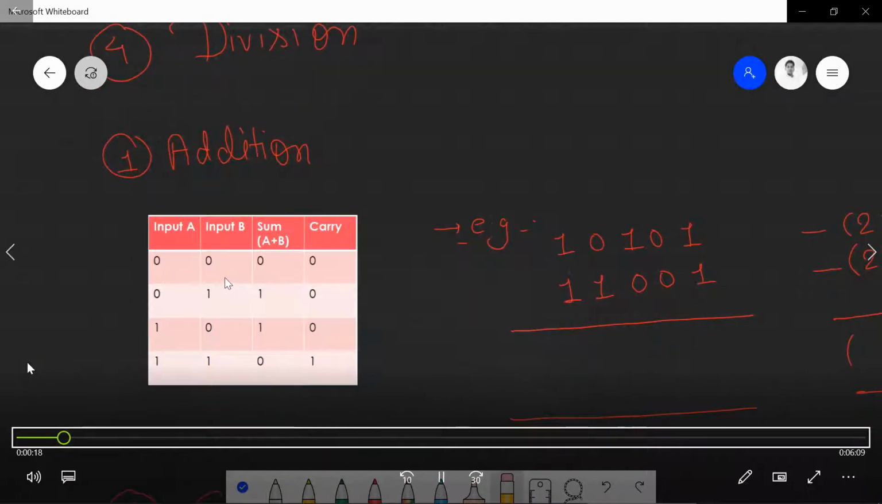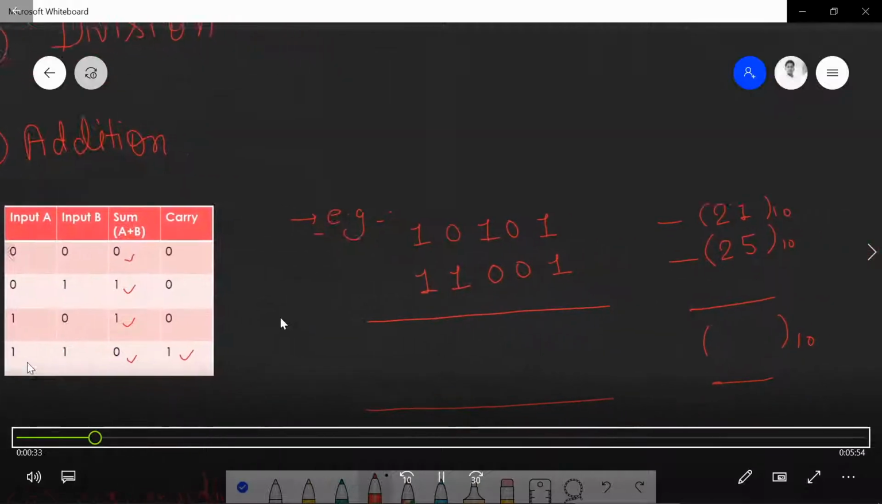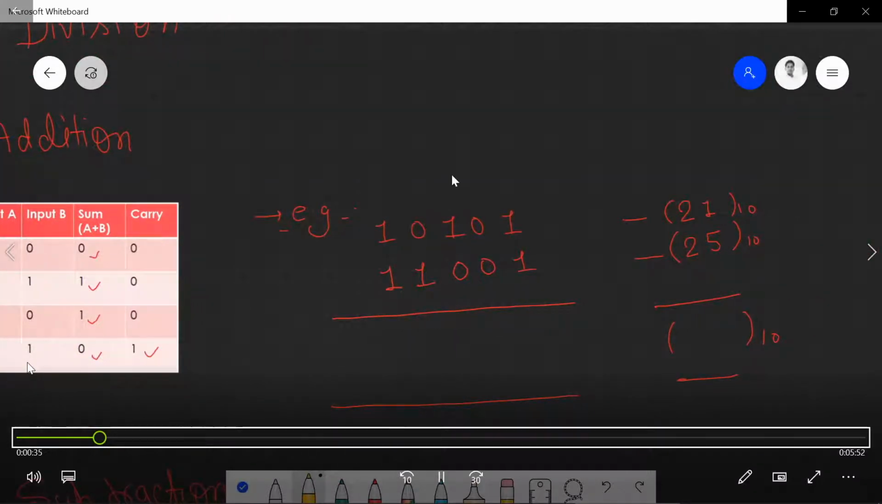So 1-bit addition is defined as follows: 0 plus 0 is 0, 0 plus 1 is 1, 1 plus 0 is 1, and 1 plus 1 is defined as 0 with 1 carry, because 1 plus 1 will become 2 only. Now let's see this with an example. How will this addition be performed? These two numbers are in base 2 and the corresponding decimal values are 21 and 25. Now let's add these two numbers.